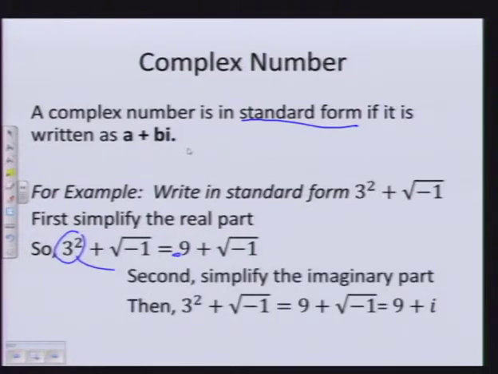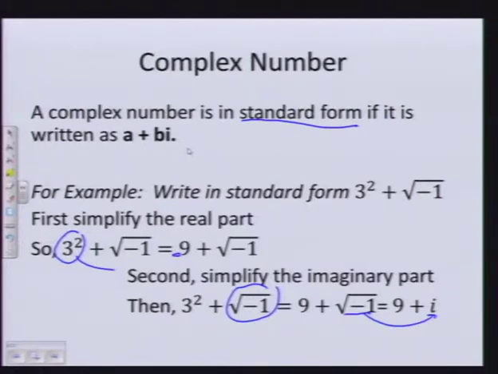Second, I'm going to simplify the imaginary part. The imaginary part here is the square root of -1. And again, I've continued on the problem to show you the complete solution from 3 squared plus the square root of -1 is equal to 9 plus the square root of -1. Now I'm going to take that square root of -1 and convert it into my imaginary form by the definition of an imaginary number, i is equal to the square root of -1. And so therefore I end up with 9 plus i. So I can say here that 3 squared plus the square root of -1 is equal to 9 plus i.